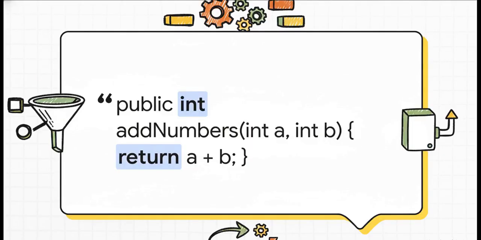Okay, a couple of new things here. First, notice that instead of void, we now have the word int. This is a promise. This method is officially promising us, hey, when I'm done, I swear I will give you an integer value back. And second, look at that last line, return a + b. This is the method keeping its promise. It does the math, gets the result, and then sends that result back to wherever it was called from.